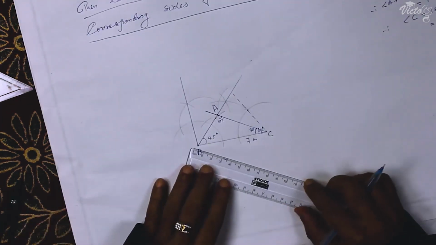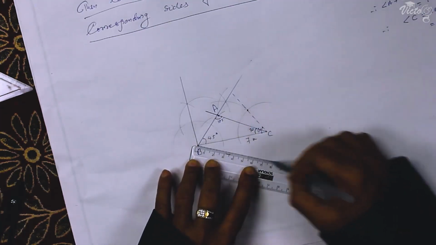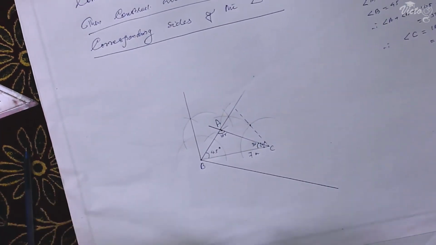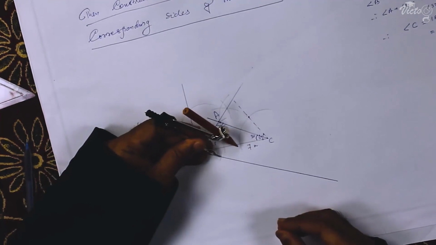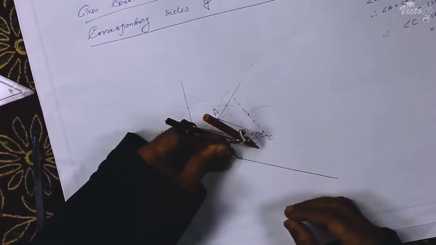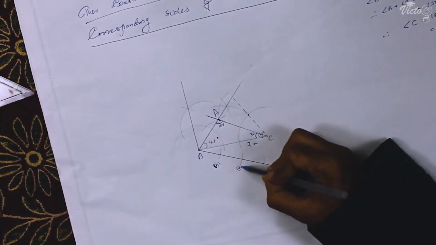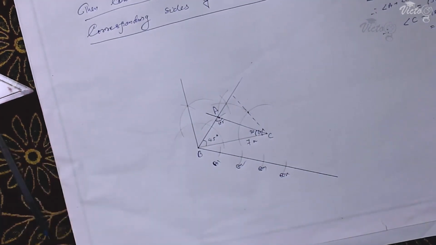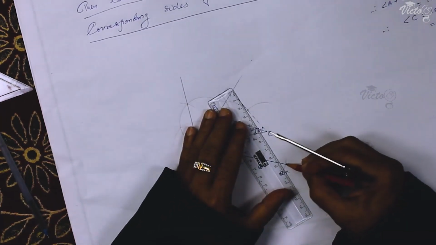Now draw another line segment through B. Divide it into 4 equal parts because here also the ratio is 3 by 4. Making 4 equal parts. 1, 2, 3, 4. Name it as B1, B2, B3 and B4. Join B4 to the vertex C.